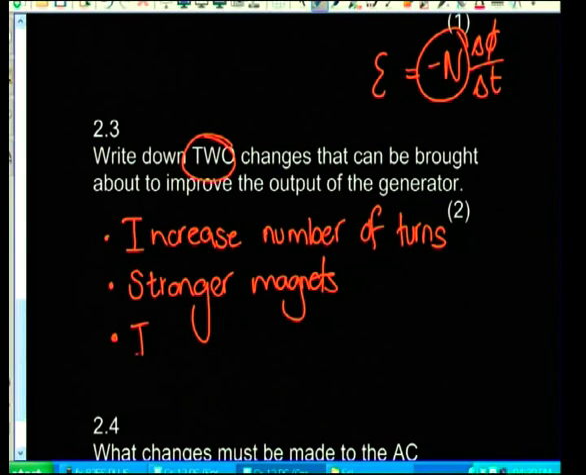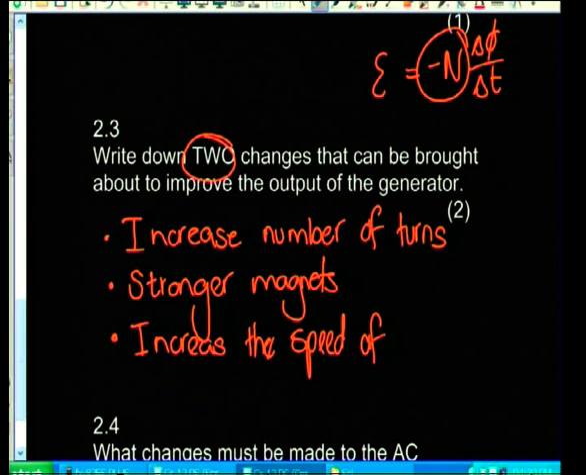A generator is like the opposite of a motor. So in a generator, instead of increasing the current, we're going to increase the speed of rotation. Increase the speed of rotation. Turn it faster. Any of that.